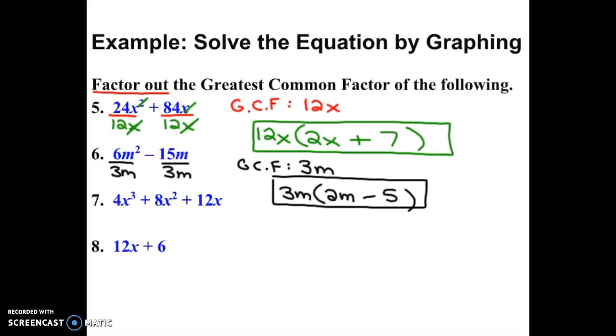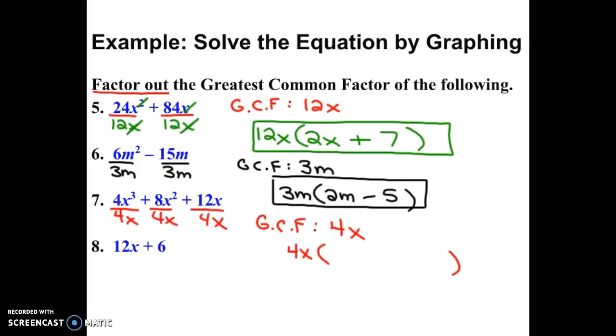Right, the third problem. The greatest common factor of 4x cubed plus 8x squared plus 12x, those three terms, is 4x. 4 is the biggest number that will go into 4, 8, and 12, and they all have at least one x. So I'm going to take that out by dividing each of them by 4x.